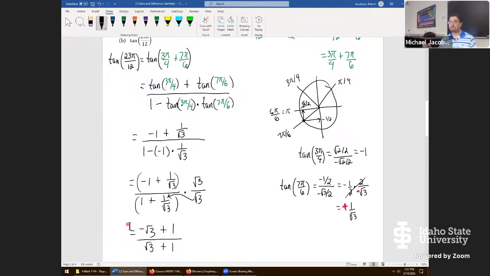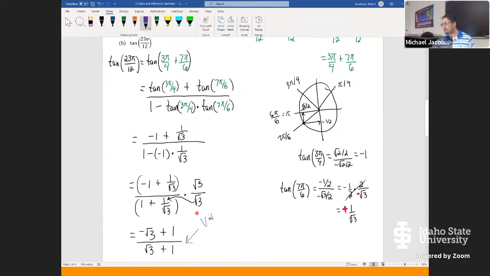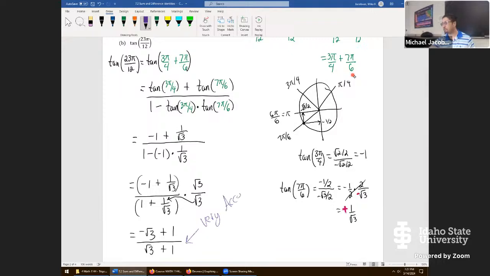Except if you looked in the back of the book, this is not what you're going to be looking at. They're going to rationalize that denominator. Kind of annoying. That's something we always deal with. I'll leave it up to the class. Should we rationalize it just for the fun of it? Okay. I want to put here that this is a very acceptable answer.